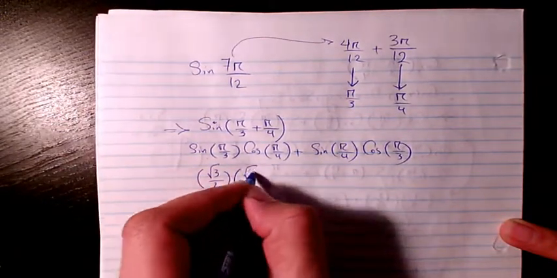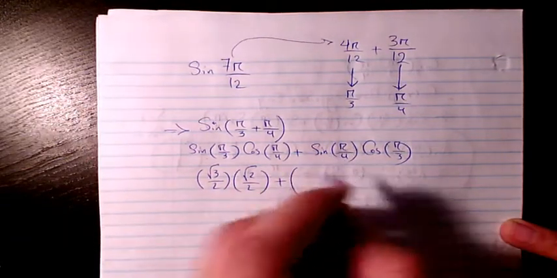Cosine pi over 4 is root 2 over 2. Sine pi over 4 is root 2 over 2.